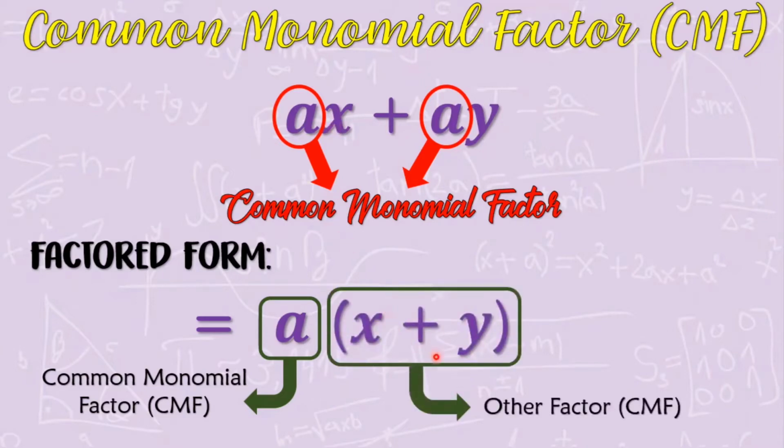So, para mahanap mo tong si other factor, i-divide mo yung bawat term sa polynomial doon sa common monomial factor mo. So, ax divided by a, natira si x. Then, ay divided by a, natira si y. So, since positive divided by positive, kaya positive din yung naging sign dito. Okay? So, to discuss further, let us have our first example.